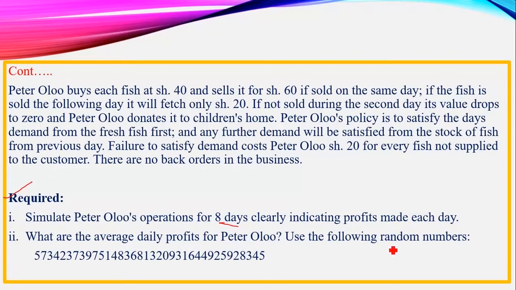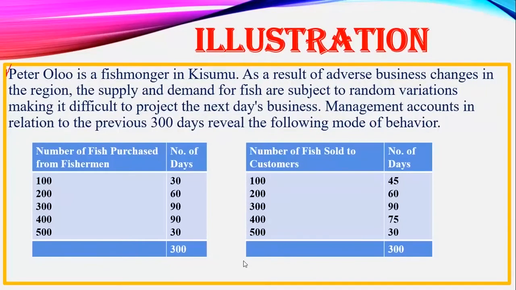Then you're given, use the following random numbers. So you're given the random numbers there. Let's try to understand the question. Anytime that you're given a question to solve, the first thing is to understand the question. Once you understand the question, it will be very easy for you to handle it.